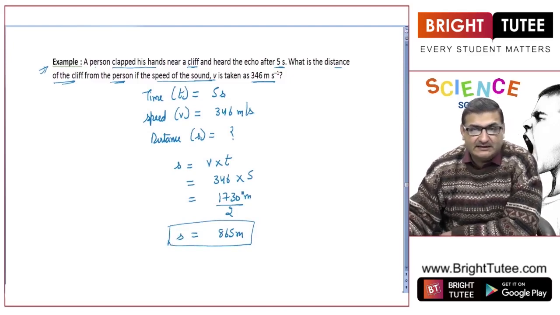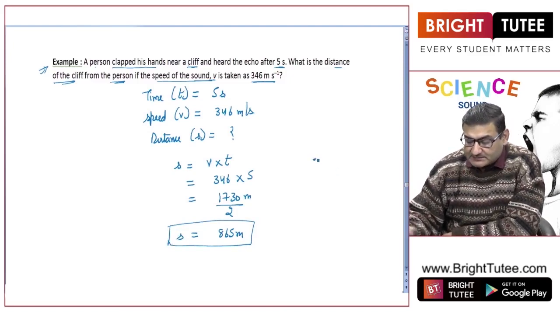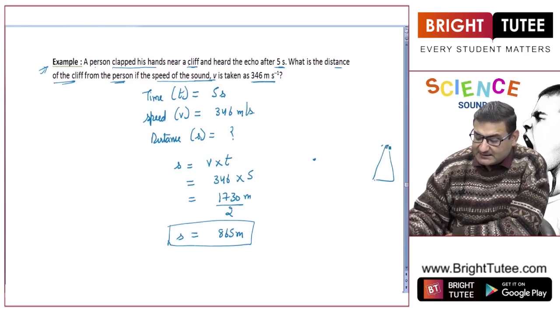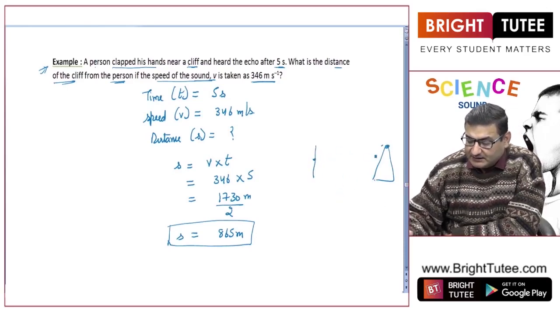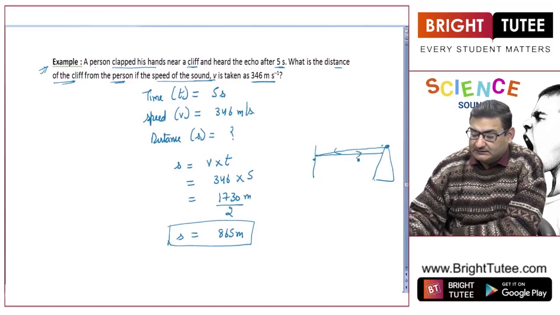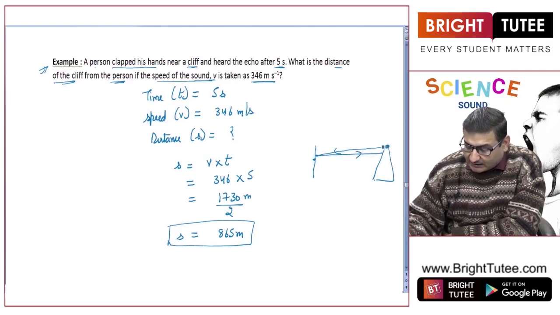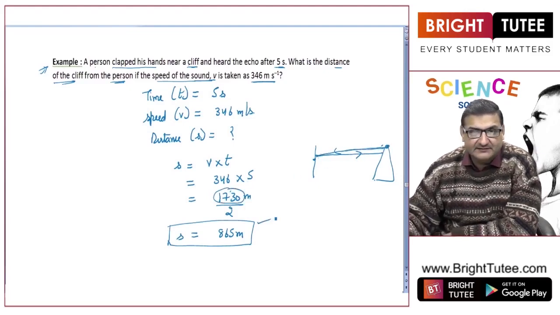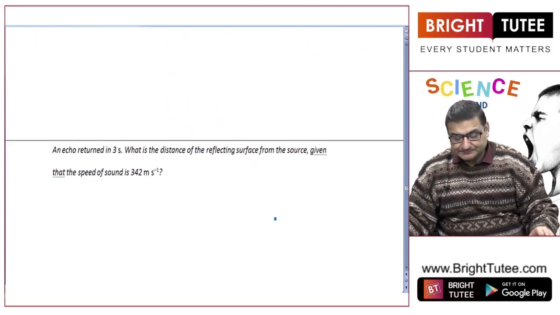The same that we have studied earlier, that this is the person, and if this is a particular cliff, right, from where he is just clapping his hand, it is striking a surface somewhere, the sound is travelling this way, and after reflection it is coming back. So, it is covering a total distance of 1730 meters. So, we have to calculate half of it, which is 865 meter. Got it? Let us see one more example.